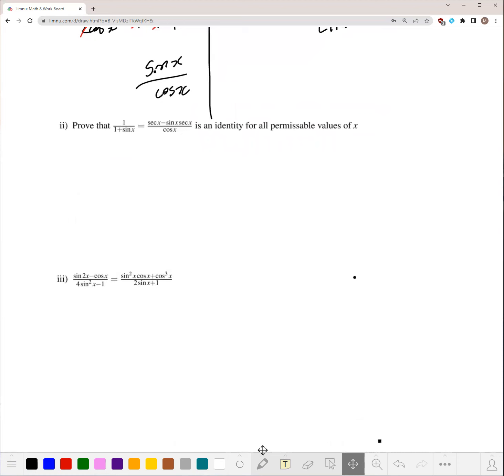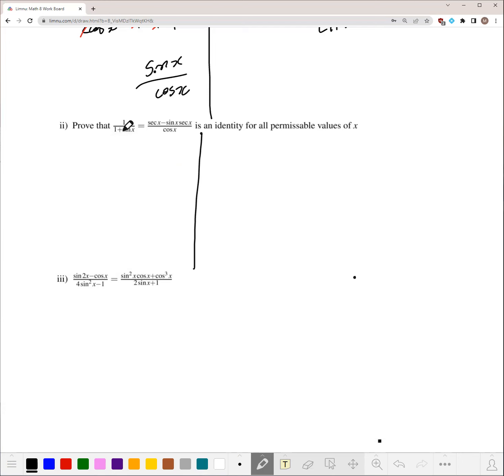Prove that 1 over 1 plus sine x is equal to secant x minus sine x times secant x over cosine x. Ooh, well, that sucks. Or does it? Let's play around with it a little bit. Another kind of hint that I find helpful is this guy here, like, what am I going to do with this? I could think about multiplying by my reciprocal here. Yeah, that might be helpful. But there's not a ton of stuff I can do other than that.